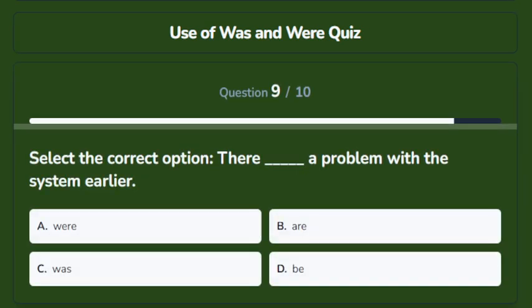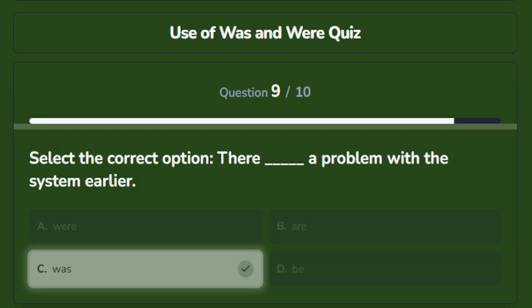Question number 9. Select the correct option. There blank a problem with the system earlier. Options are A were, B are, C was, D be. The correct answer is was.